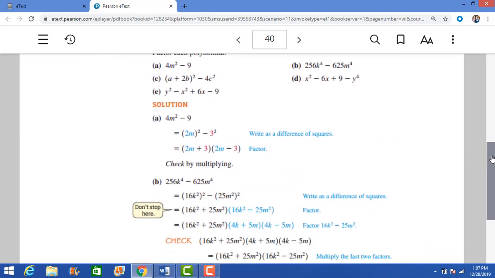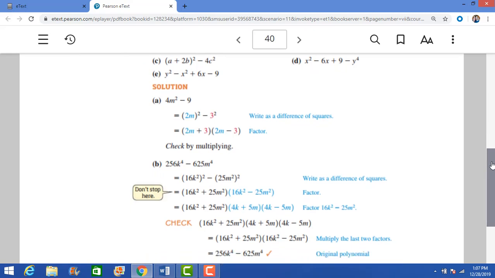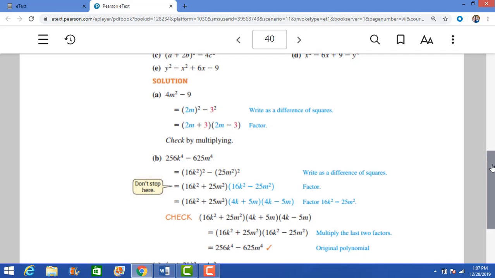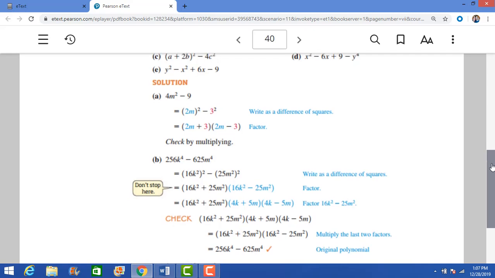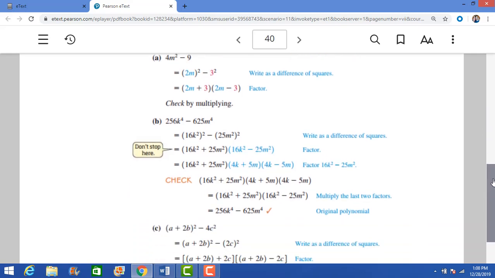And of course, you can always check by multiplying and seeing if you get back to the original, and you do. Now, C. This is a square because the whole thing's quantity squared, and this is a perfect square. So again, you have a difference of two squares. Your x in this case is a plus 2b. Your y is going to be 2c. And now you know what to do. You just use the form.